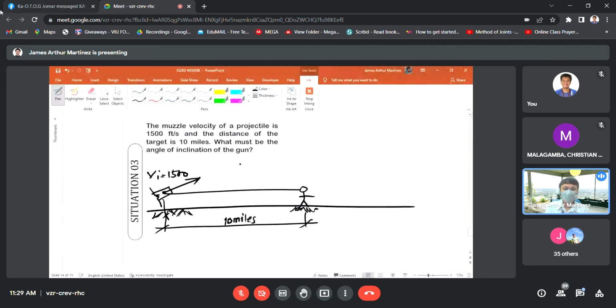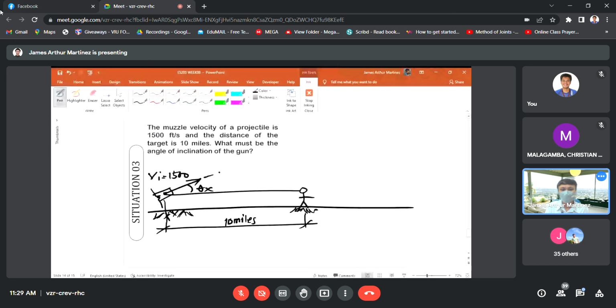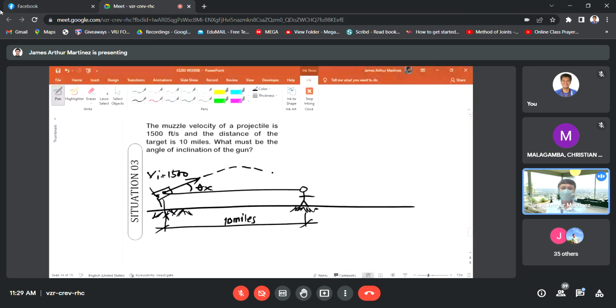So what must be the angle of inclination with respect to the horizontal of your gun? What must be the angle of inclination of the gun to hit the target? So let's say the projectile is a bullseye. Sige. So we have no time given. The data given to us is only the initial velocity and x, since 10 miles will serve as x in our equations.